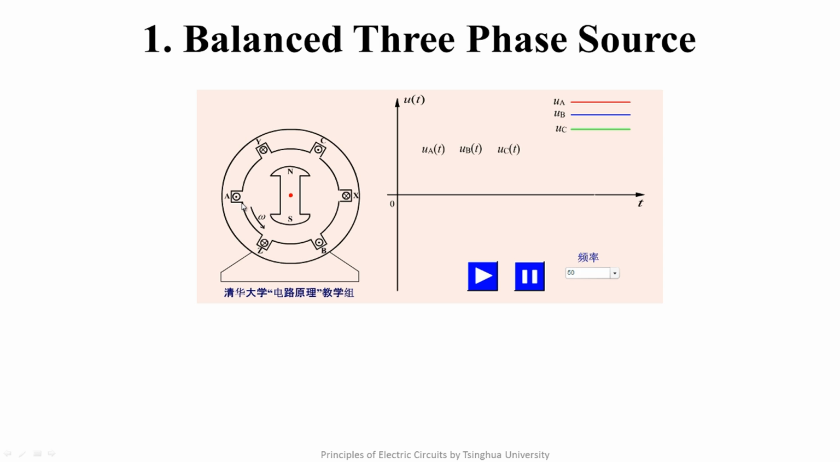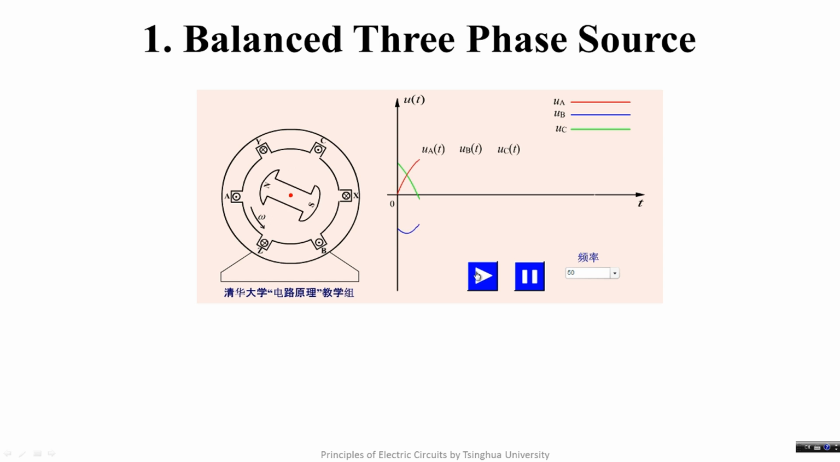For a three-phase generator, one pair of coils is arranged on the stator every 120 degrees. This is the AX coil. BY coil is 120 degrees after AX. CZ coil is 120 degrees after BY. On the rotor, N represents a north pole and S represents a south pole. When the rotor is rotating, driven by the prime motor, the coils on the stator are cut by magnetic lines of force that generate induced electromotive force. If the coils are connected to the load, there will be current.